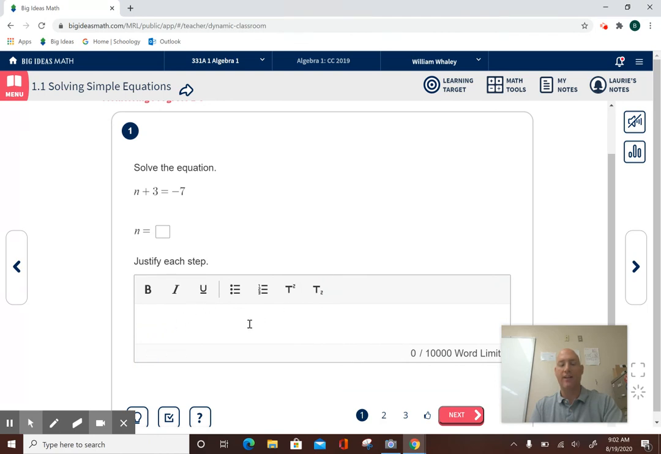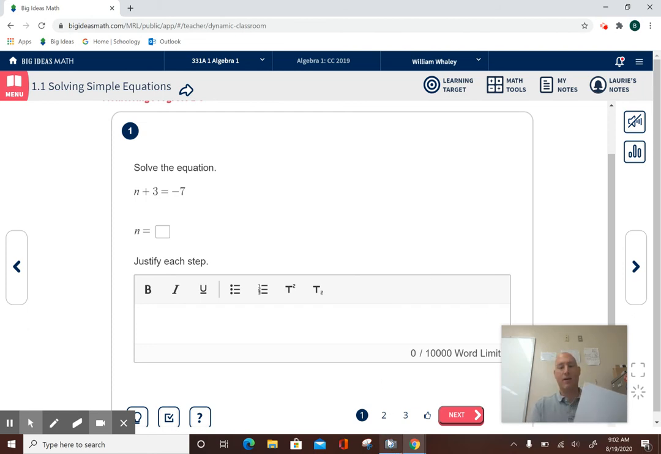And here you justify each step. There's only one step here, and hopefully I'll help you out with this first one. N plus 3 equals -7. Here's my variable. I want to get rid of a plus 3. How do I get rid of a plus 3? That's going to be your justification step right here. I'm not going to tell you, but that's how you would get through it. Then after you get this one done, you finish the other 2 monitoring progresses.